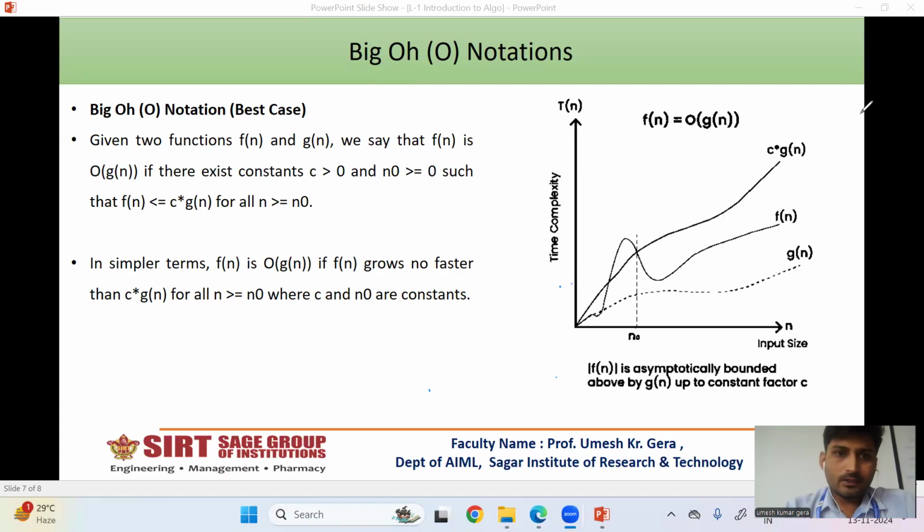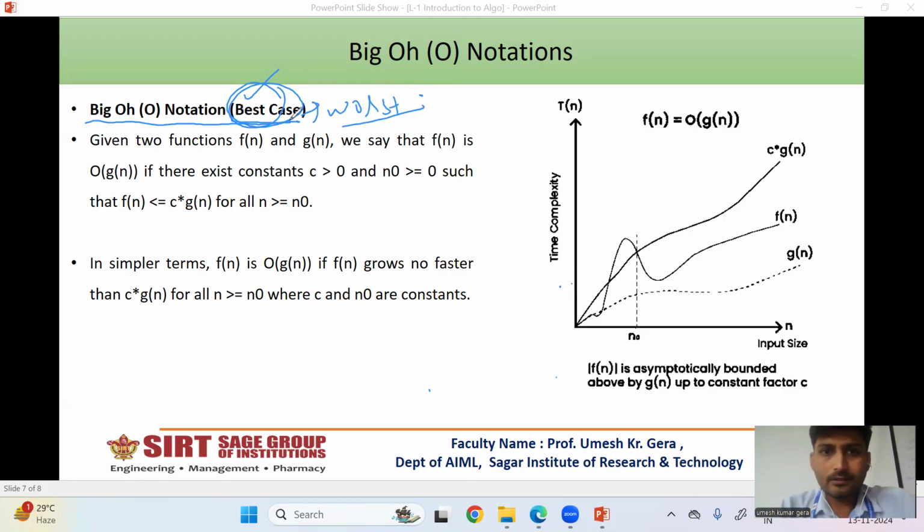Now we will discuss the second notation, big O notation. Big O notation is generally represented for this. There is some mistake: this is not the best case. This is the worst case notation. So in the slide there is a mistake.